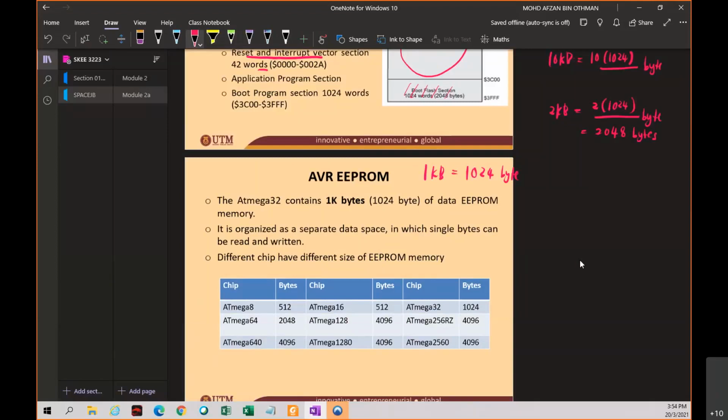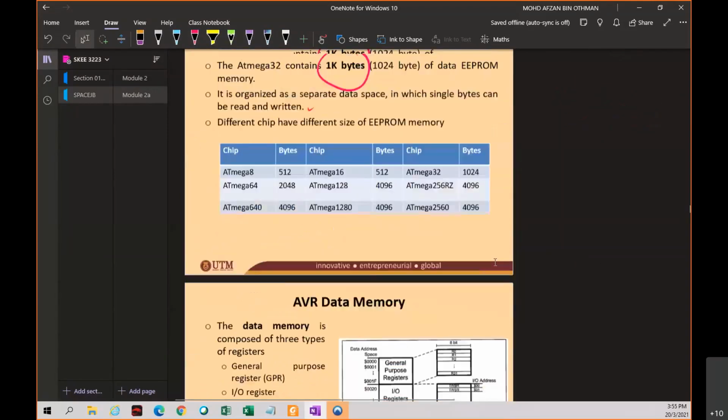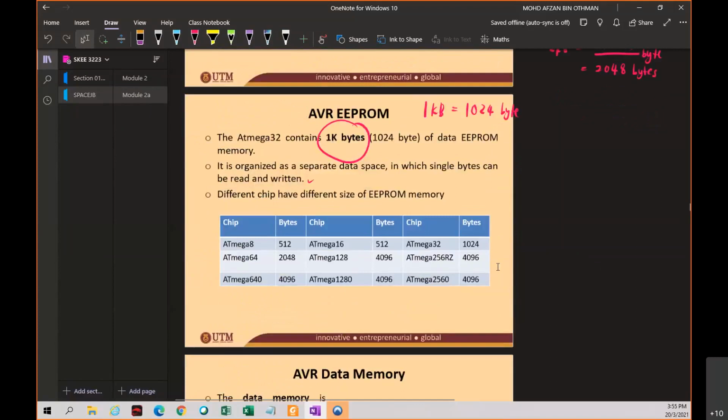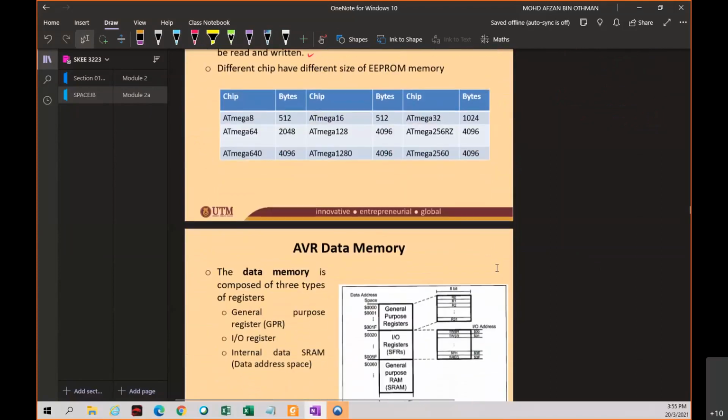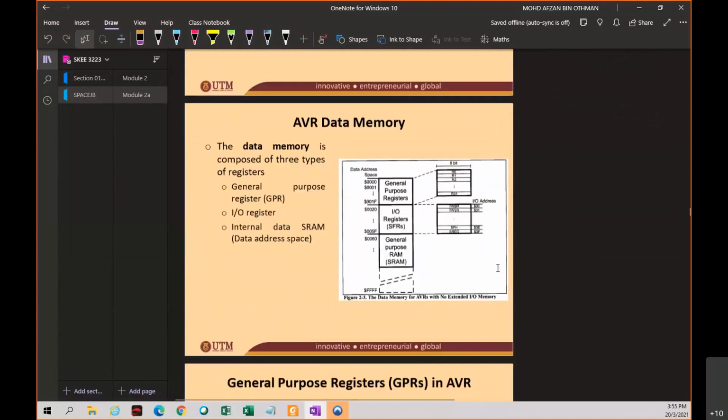Okay, so this one here is organized as a separate data space in which a single byte can be read and written. Different chips have different sizes of EEPROM and memory. So untuk Atmega32, the size of the EEPROM is 1 kilobyte. EEPROM kita tak akan tengok sangat ya. We are going to focus on program memory and data memory only.